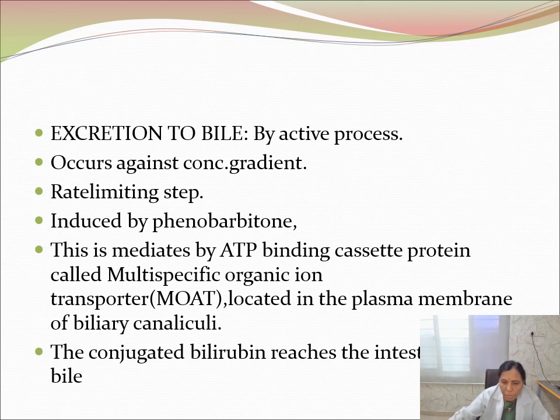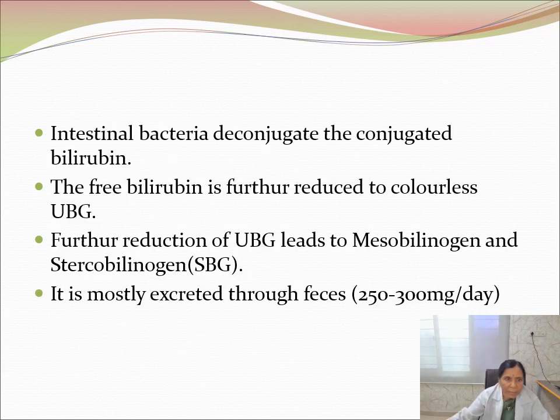The conjugated bilirubin now reaches the intestine, and here intestinal bacteria deconjugate the conjugated bilirubin. The free bilirubin is further reduced to the colorless compound urobilinogen, UBG. With further reduction of UBG, it leads to mesobilinogen and stercobilinogen. This is mostly excreted through fecal matter. Around 250 to 300 milligrams per day is excreted.